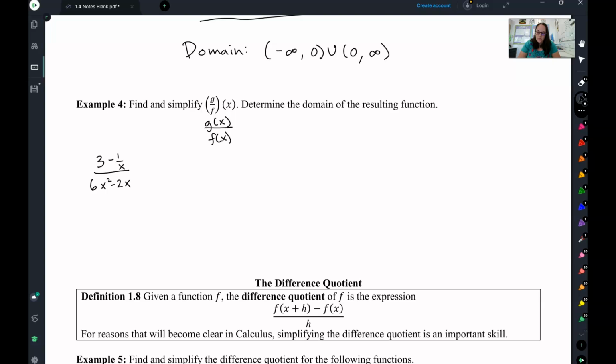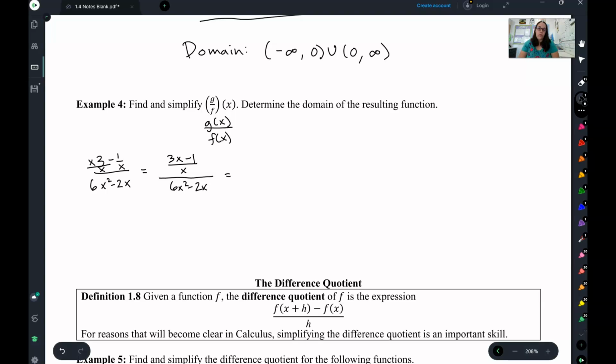The easiest way to do that is to look at the numerator where our second fraction is. Find a common denominator so I can combine it. So I want to multiply this 3 by x over x, because then I'm going to have that common denominator, and I can just subtract the numerators. So the numerators, I'm going to have 3x minus 1 all over that common denominator of x, all over my 6x squared minus 2x.